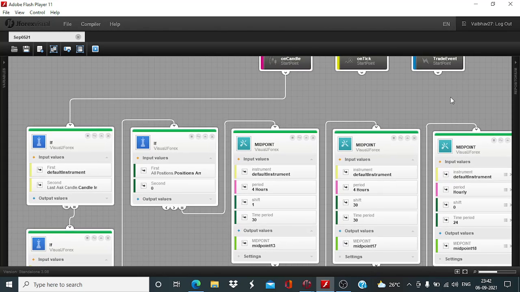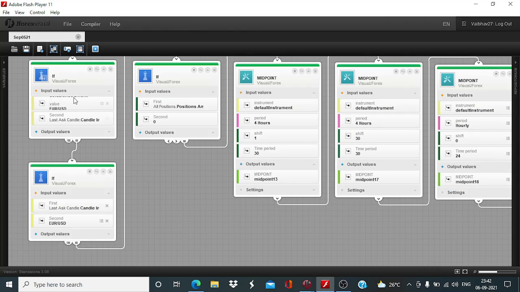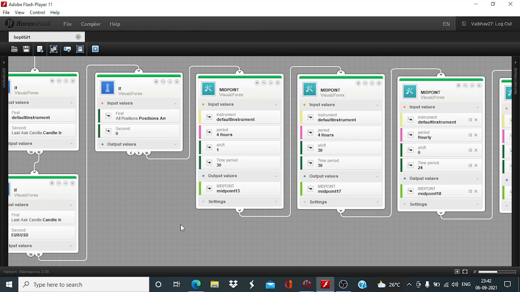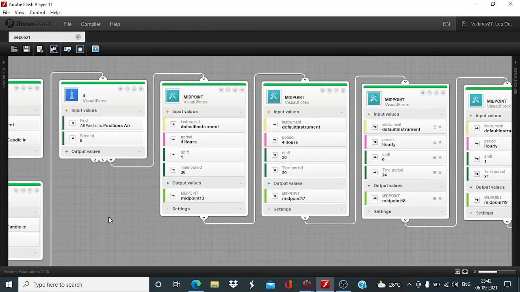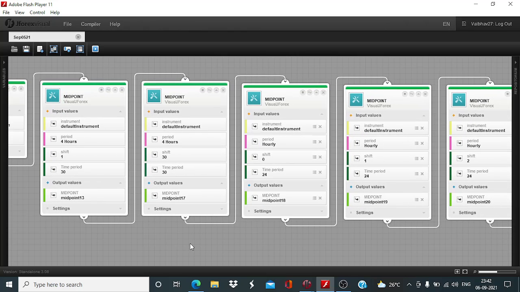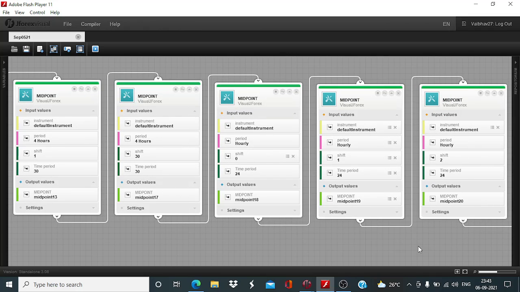In the last session, I had completed the setup so far, which includes the instrument subscription, where we are using the Euro USD as the instrument of choice, which is being matched with the candle instrument, and in turn, that will be matched with the Euro USD. After that, the position amount was defined at 0, and there are five blocks in total. The first two are of 4 hourly candle period, and the latter three are of hourly each.